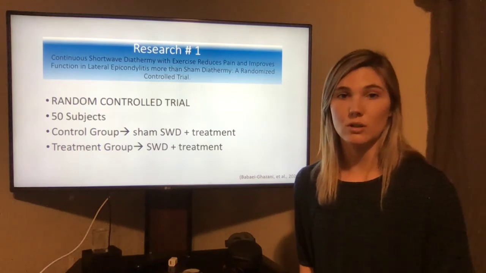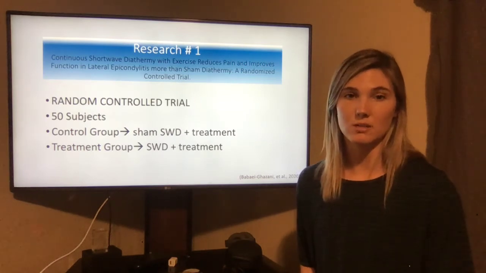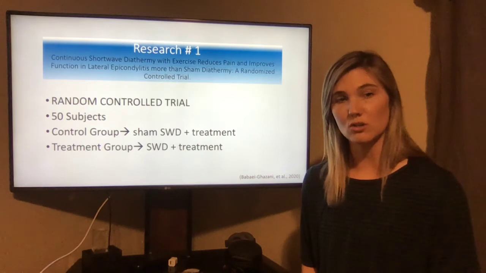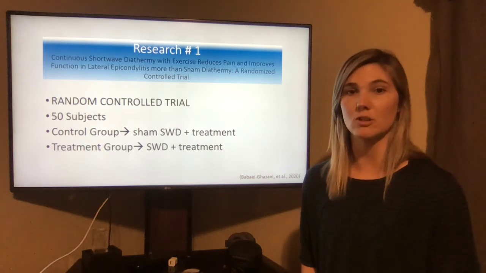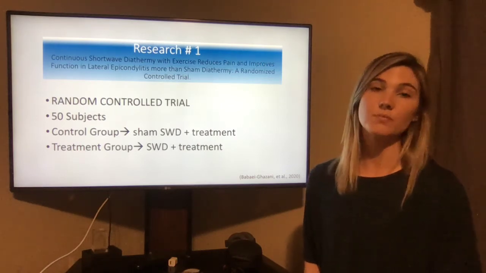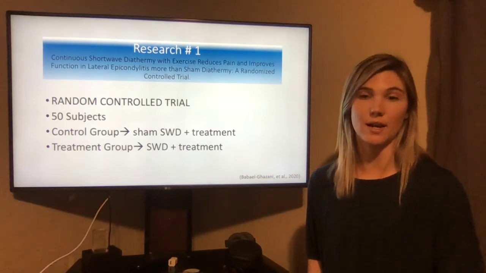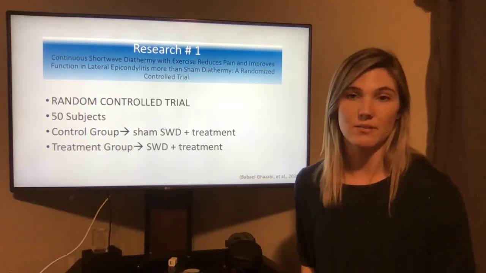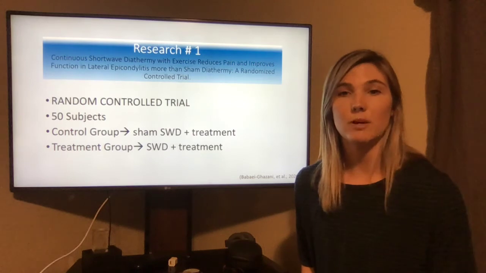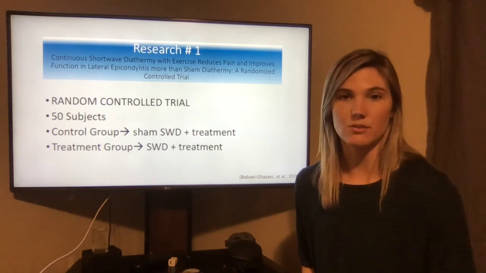So it was a randomized controlled trial. They had 50 participants. They had a control group and a treatment group. The control group received sham diathermy. The treatment group received real diathermy, set to a continuous setting at a frequency of 27.12 megahertz. The treatment was strengthening and stretching exercises.